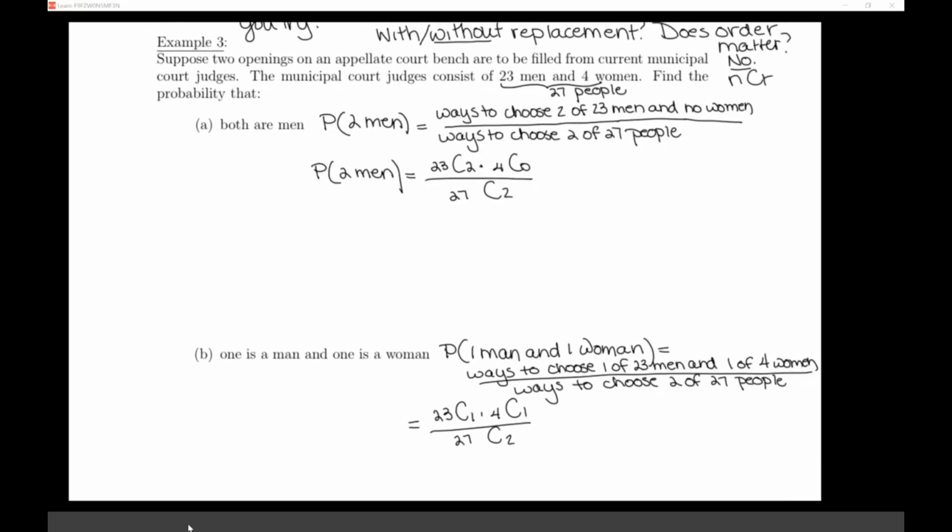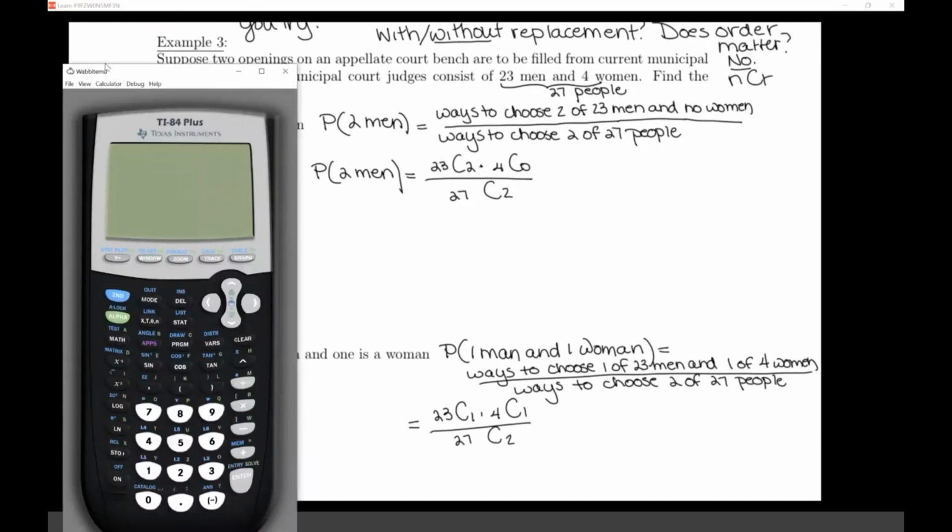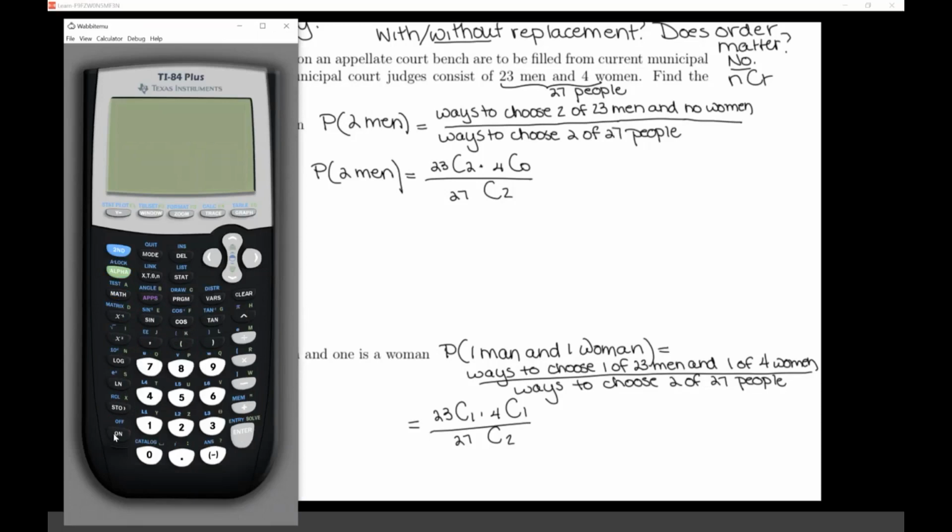Then on the calculator, I would just evaluate this. So I have 23 choose 2, times 4 choose 0. You'll notice when I build my probability fractions, I don't evaluate the numerator and then divide the numerator by the denominator. I try to put it in all at once.